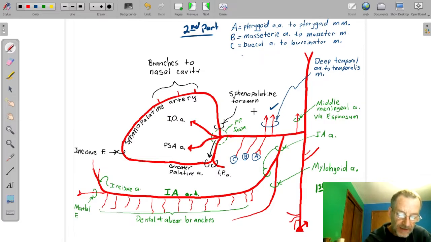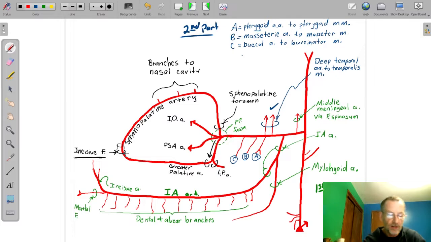And then the Sphenopalatine artery goes through the Sphenopalatine foramen and then travels through the nasal cavity, giving off several branches within the nasal cavity. And this is the Sphenopalatine artery, and it anastomoses with the greater palatine artery over in the incisive canal. So you have the foramen and we have the canal.